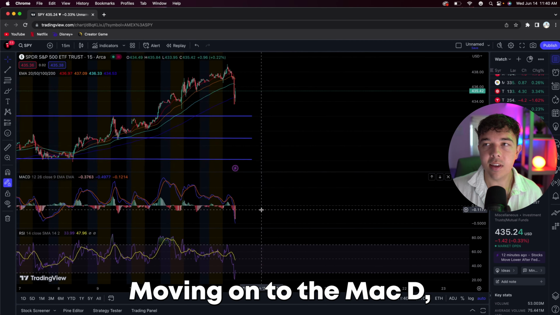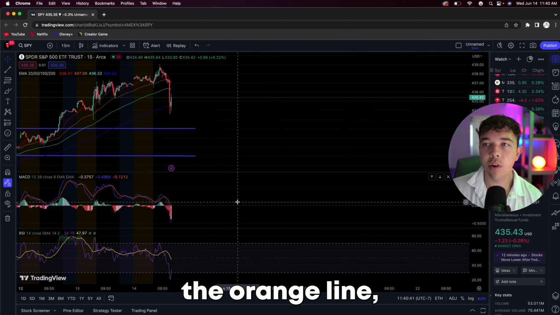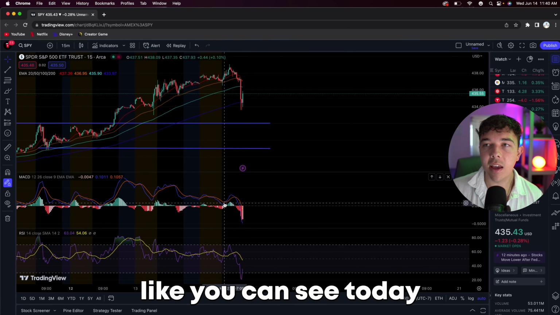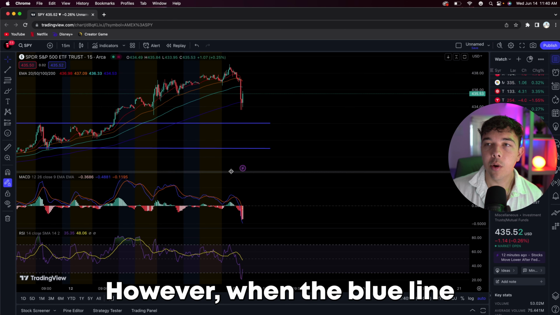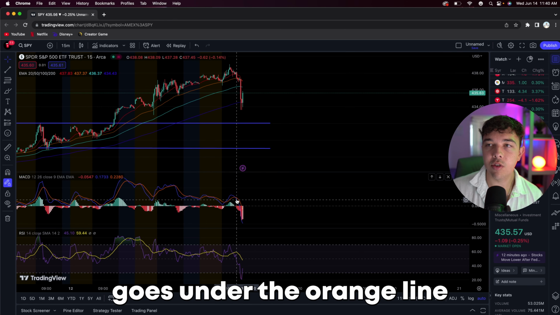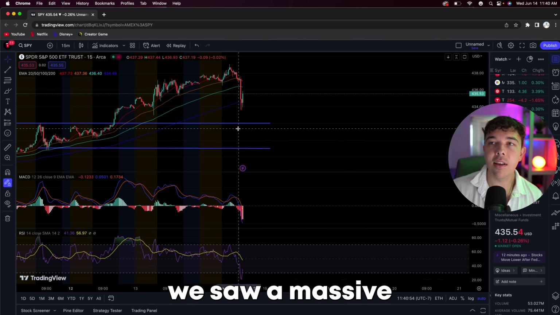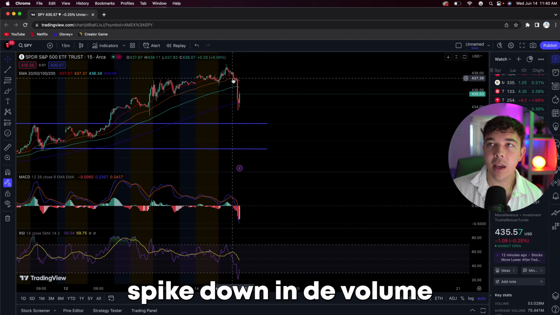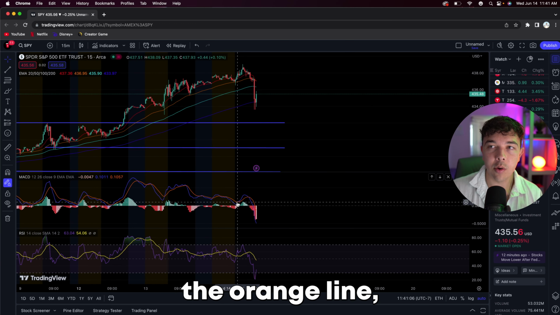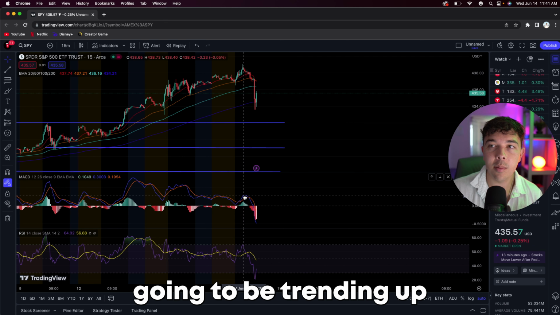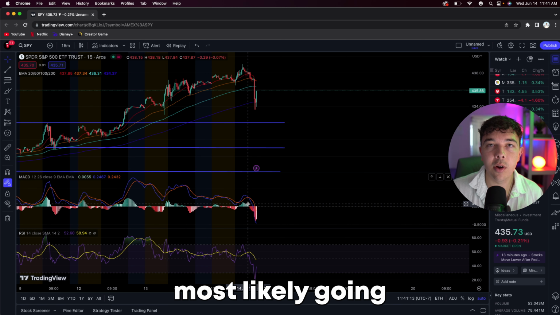Moving on to the MACD, if we take a look at the MACD, when the blue line is over the orange line, like you can see today when it started trending over the orange line, we're going to be trending up. However, when the blue line goes under the orange line and it starts trending down, you can see that today we saw a massive spike down in the volume, and then we had a massive drop in the price. So when the blue line is over the orange line, that means we're most likely going to be trending up. When the blue line starts trending back down and goes under the orange line, we're most likely going to be trending down.